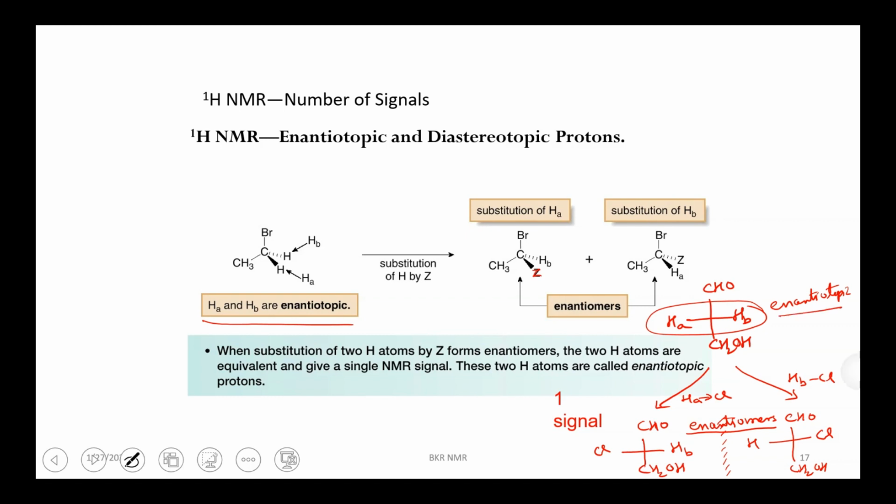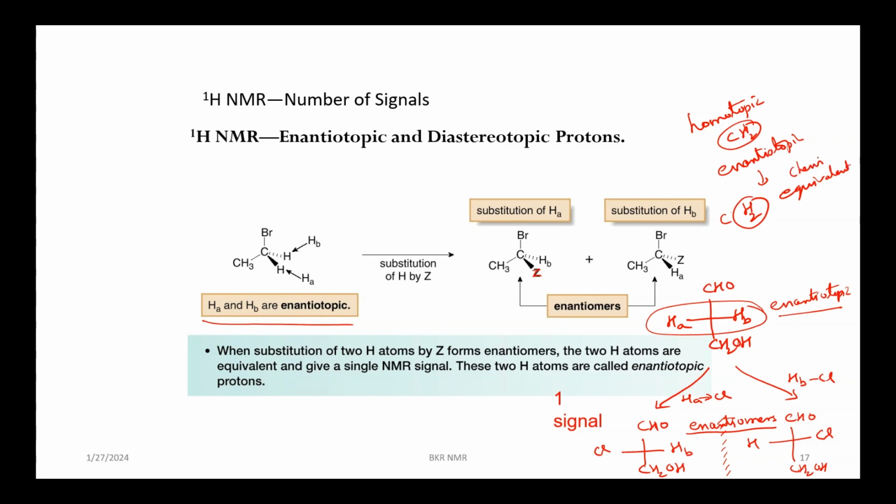Now keep in mind that whether the CH2 ligands are homotopic or enantiotopic, these hydrogens of CH2 are equivalent.